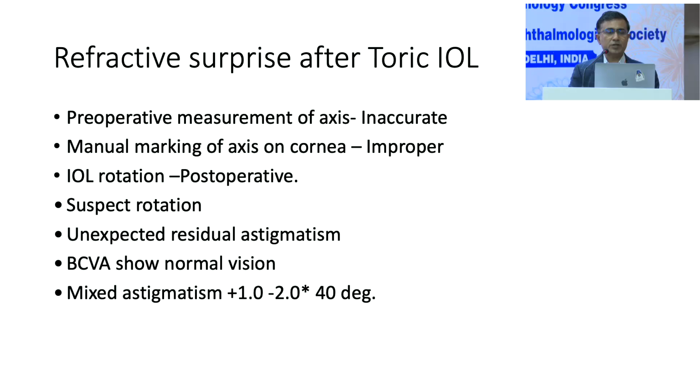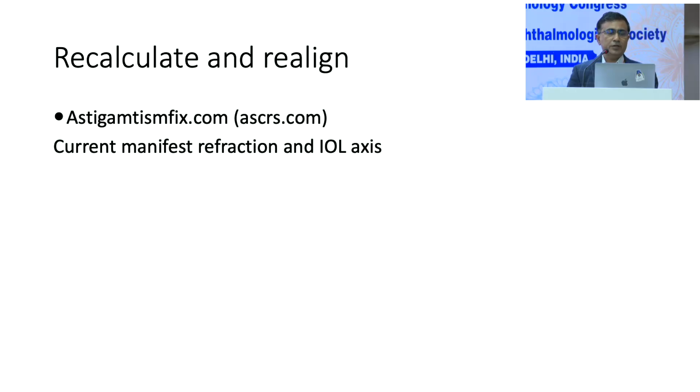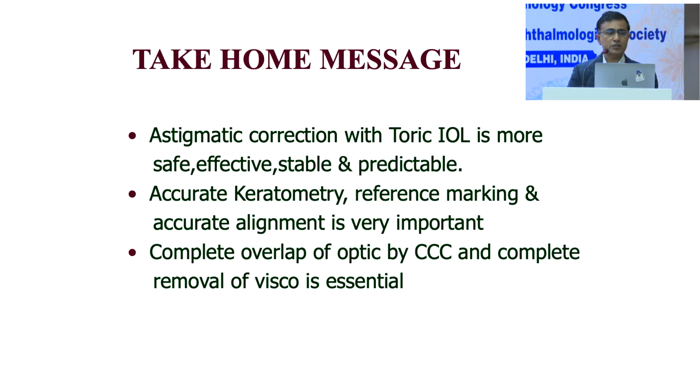There may be refractive surprises after toric IOL. There are various reasons for it, and you can fix up this misalignment with the help of astigmaticfix.com, which is available on the ascrs.com. So take-home message is astigmatism correction with the toric IOL is more safe, effective, and stable, and which is predictable. And you should have accurate keratometry, reference marking, and accurate alignment. That is very important. Complete overlap of the optic axis by CCC and complete removal of the viscoelastic. That is the most important part.